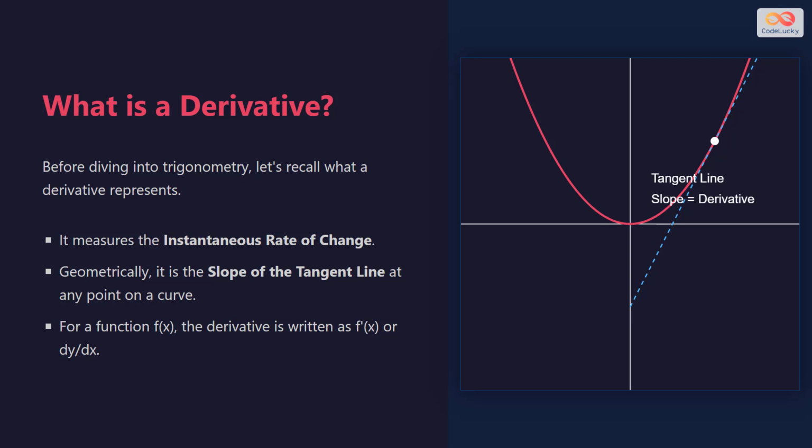Before we begin with trigonometry, let's quickly recap what a derivative actually is. Simply put, a derivative measures the instantaneous rate of change. On a graph, this is visualized as the slope of the tangent line at any specific point.